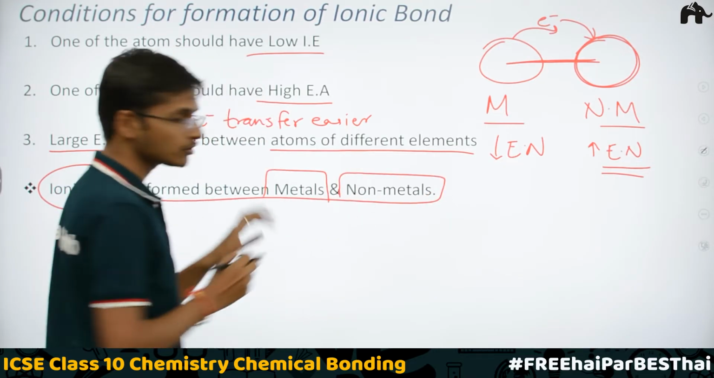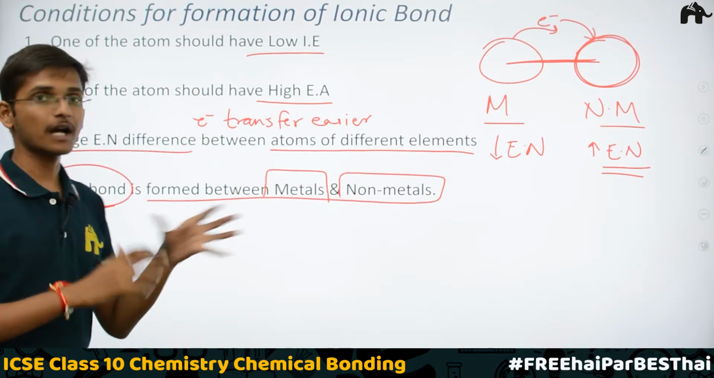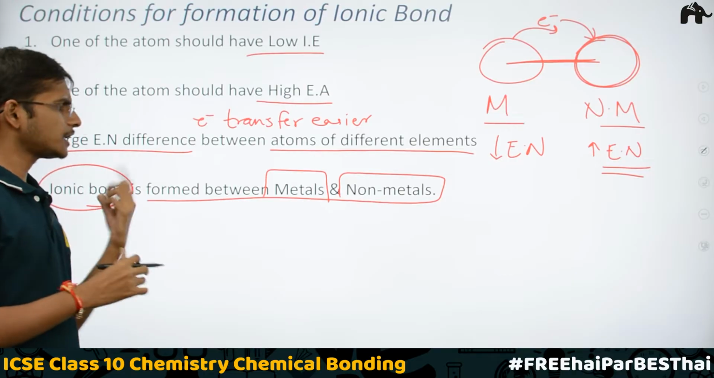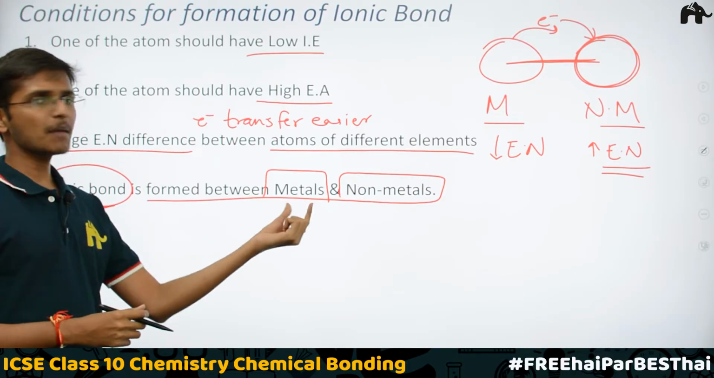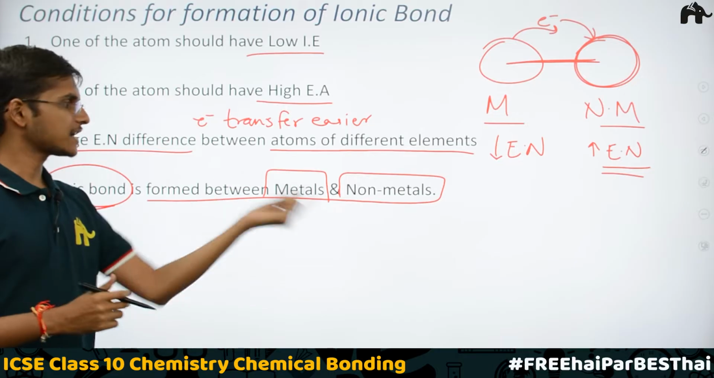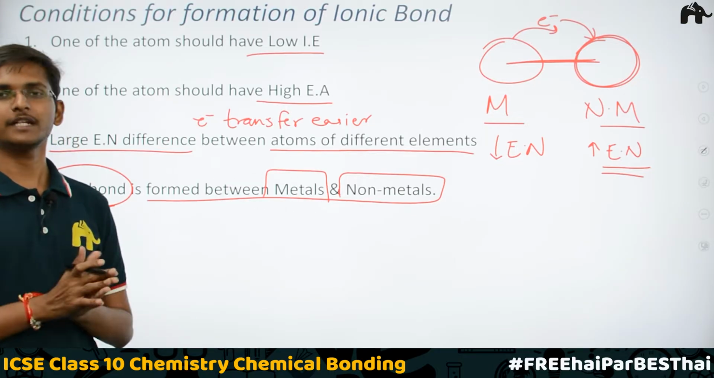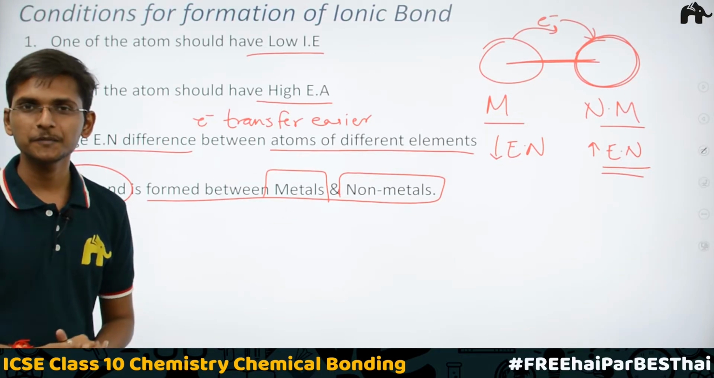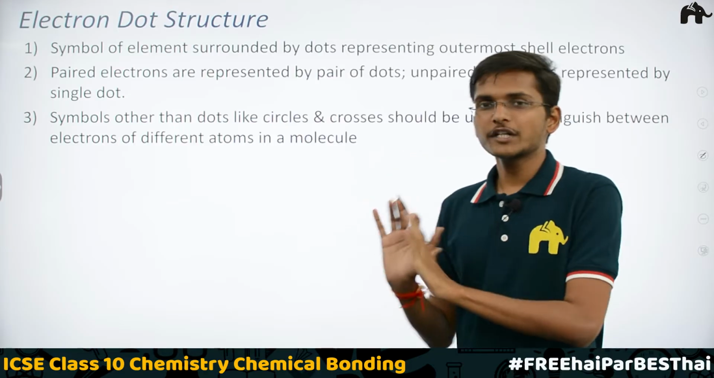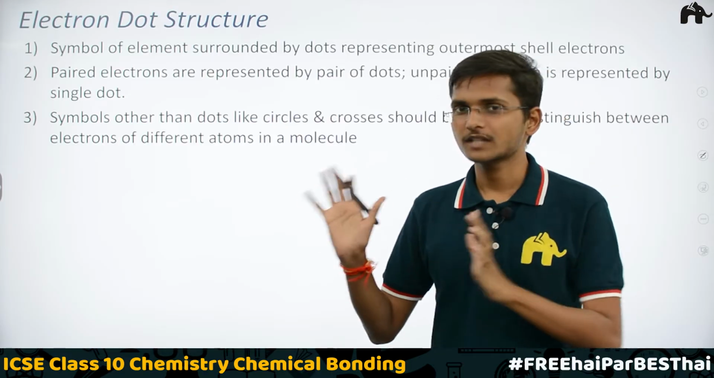This question could be asked in your exams. Very simply, ionic bond can be formed between metals and non-metals. So it could be a fill in the blanks, or a one-liner answer as well. So friends, till this point we have revised all the basics of ionic bonding.